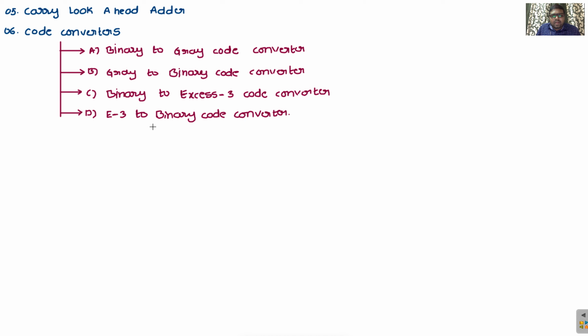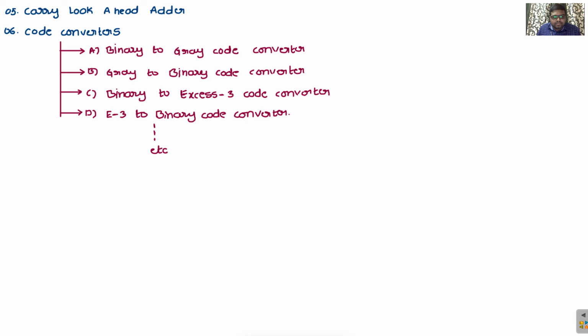Okay, and like that we have so many conversions. That means we have 8421 code and 5421 code, an 8421 to 5421 code converter. And BCD to XS3, XS3 to BCD. Like that we have various types of code converters, so that we will discuss in that section.